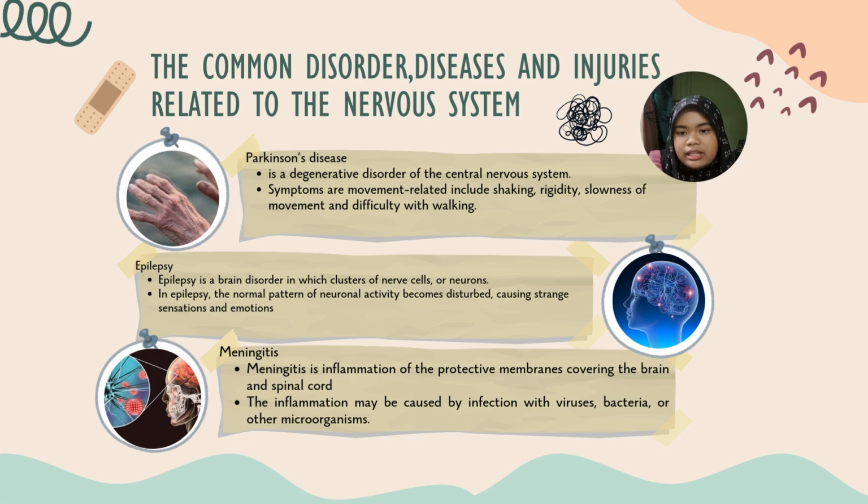Next, epilepsy. Epilepsy is a brain disorder in which clusters of nerve cells or neurons are affected. In epilepsy, the normal pattern of neuronal activity becomes disturbed, causing strange sensations and emotions. Next, meningitis. Meningitis is inflammation of the protective membrane covering the brain and spinal cord. The inflammation may be caused by infection with virus, bacteria, or other microorganisms.